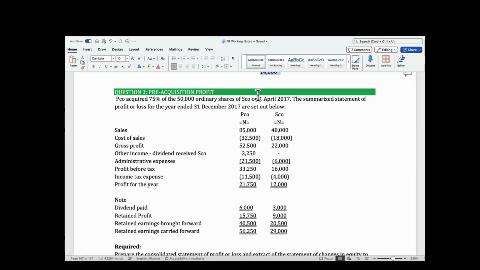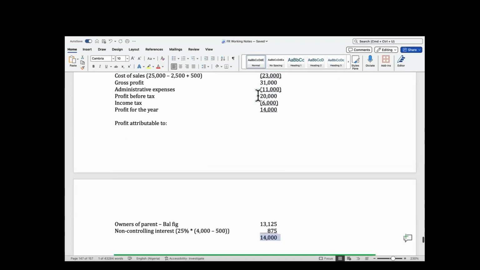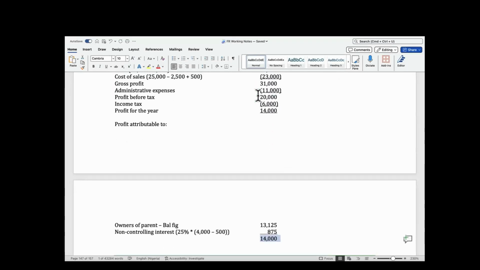Okay, sir, sorry. Please, why do we still have to remove the 500 naira from the NCI of the subsidiary? Okay, I will just see what I said again and see whether you understand it that way.